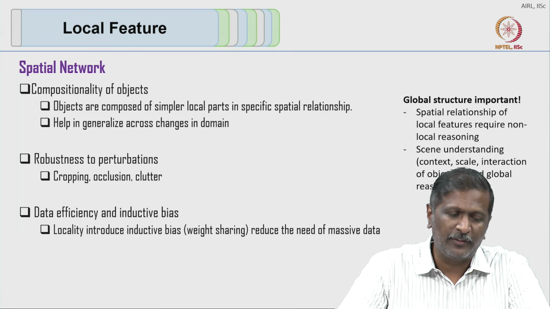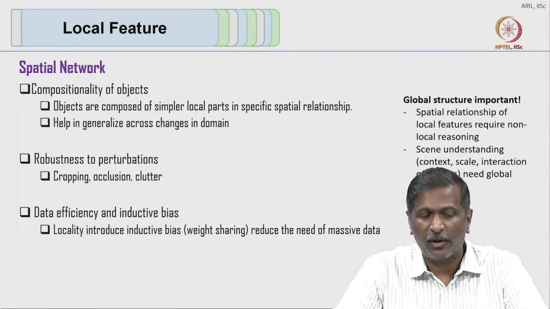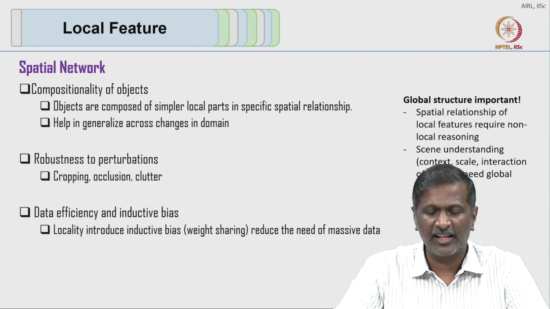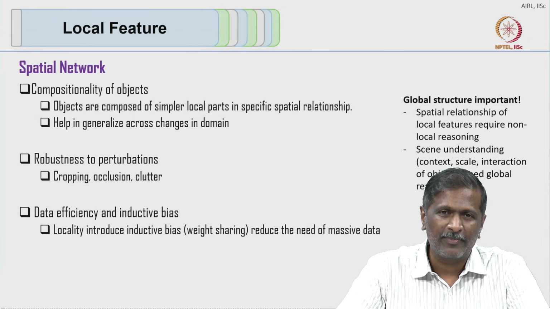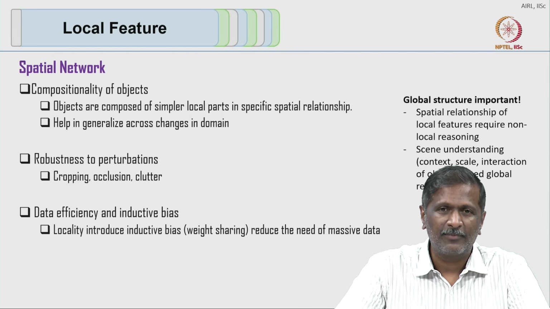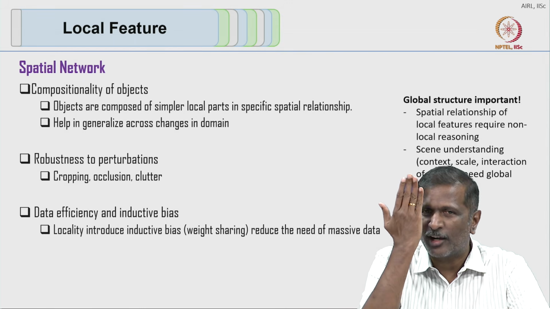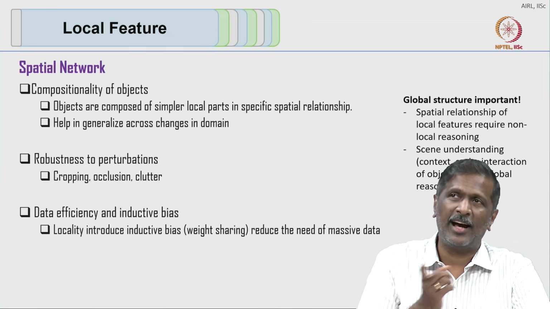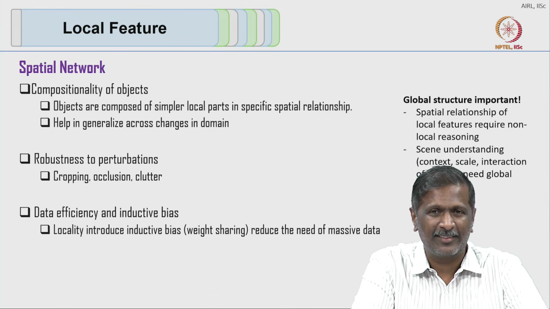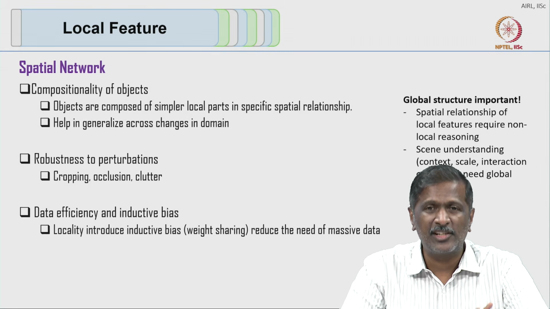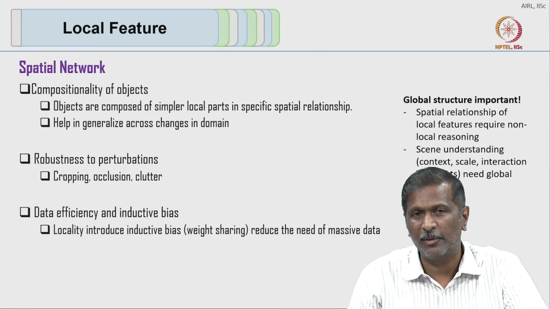Now look a little further at the compositionality of objects. Objects are composed of simpler local parts in a specified spatial relationship. I just talked about it: eyes and nose and mouth. I want to see 2 eyes in a face. If part of the face is occluded, I can still reason, okay, this is occluded, there should be another eye on this side of it. So you need to identify the local parts, and the spatial significance of the local parts is very, very important.